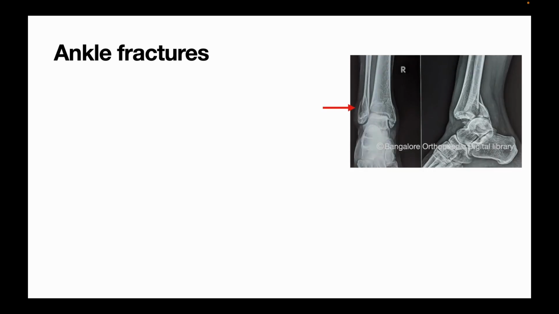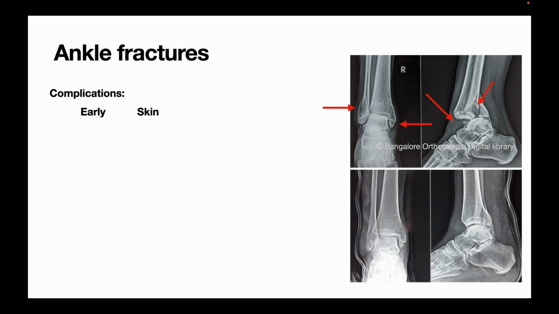Here the lateral malleolus, the medial malleolus, and the posterior malleolus with ankle subluxation is shown. Such injuries are prone to early skin complications such as swelling, blistering, and skin sloughing. Early closed reduction, immobilization in a slab, limb elevation and ice application are all done to prevent such complications. Malunion, non-union and osteoarthritis with chronic pain are the long-term complications.